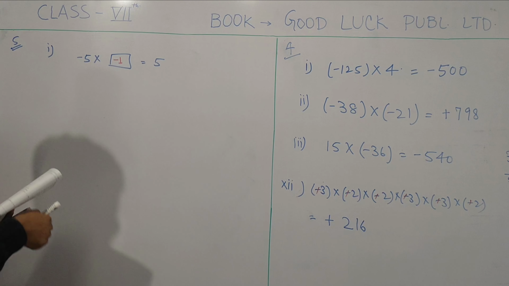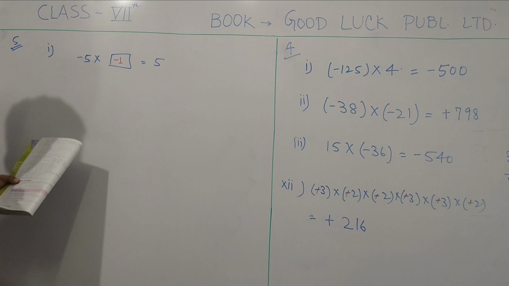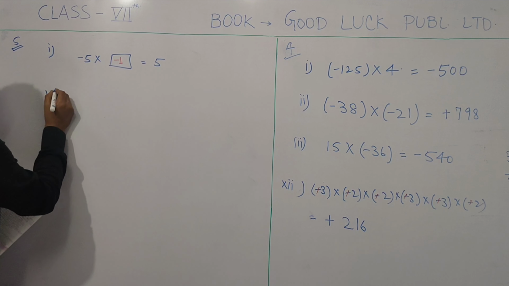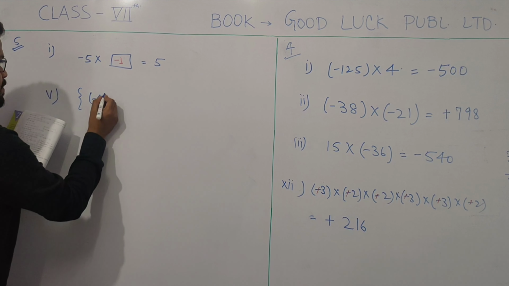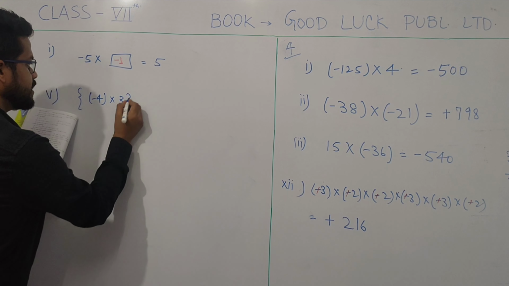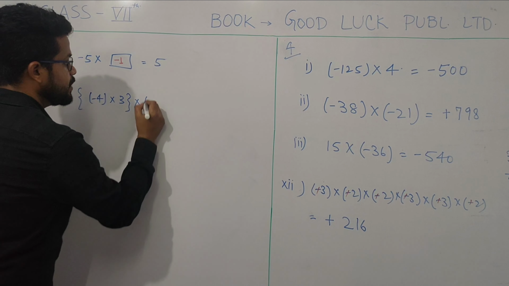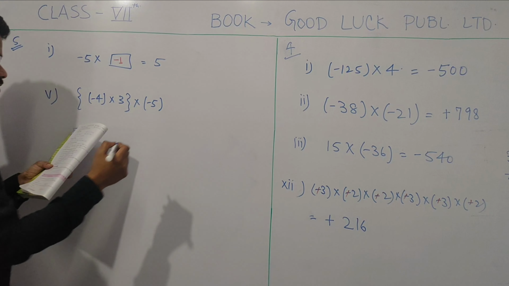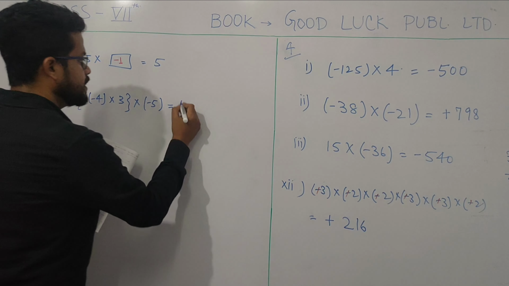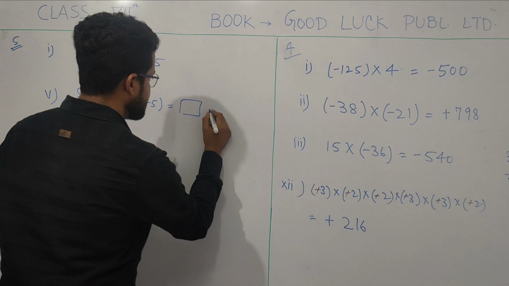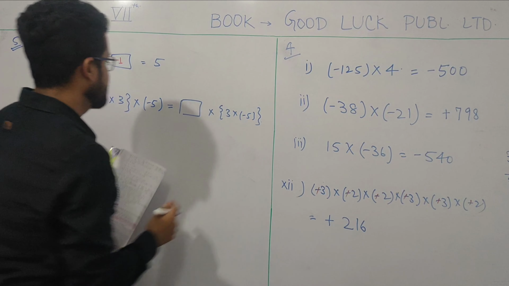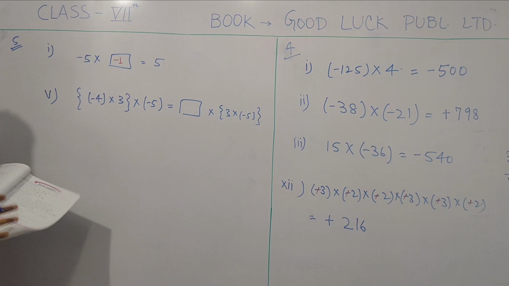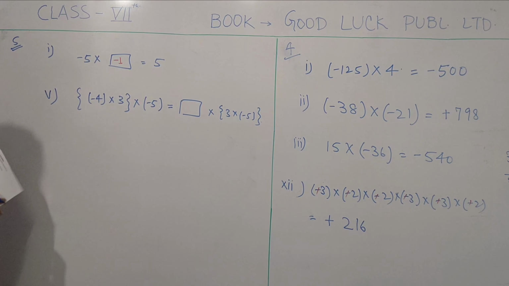Okay, now the next one is question number 5. Minus 4 into 3 into minus 5 is equal to, fill in the blanks, blank into 3 into minus 5. How do we proceed with this one?